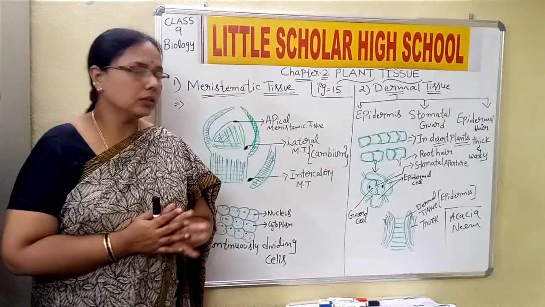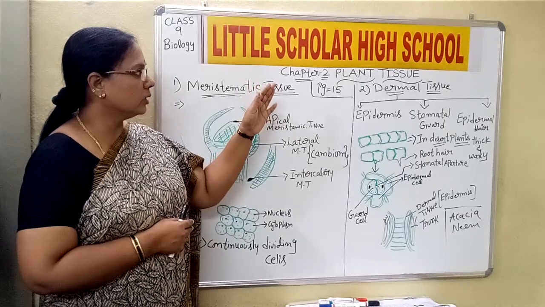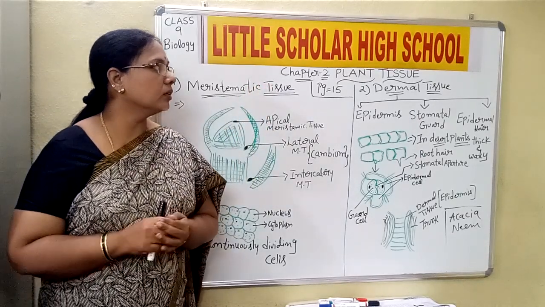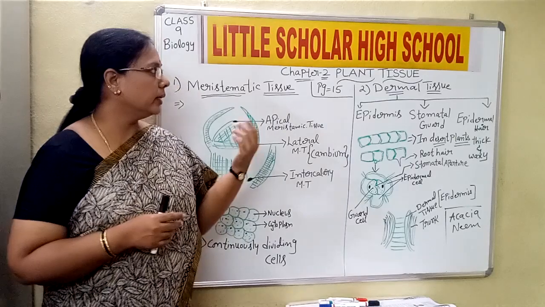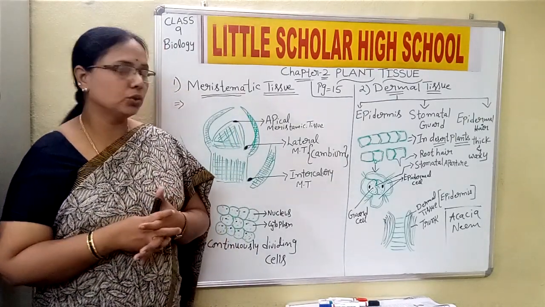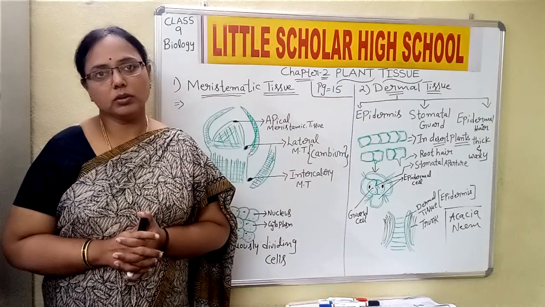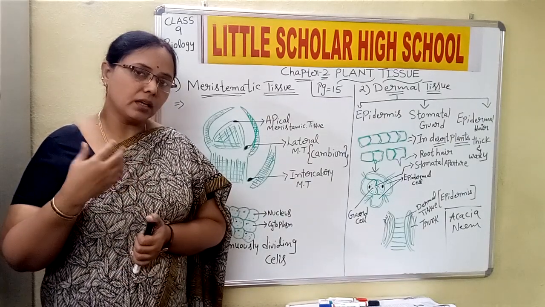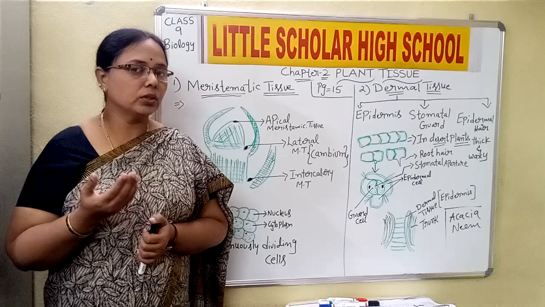Today we shall start with chapter 2, that is plant tissue, and this is our second class related to this chapter. In our previous class regarding plant tissues, we discussed how the cells are different from one place to another.